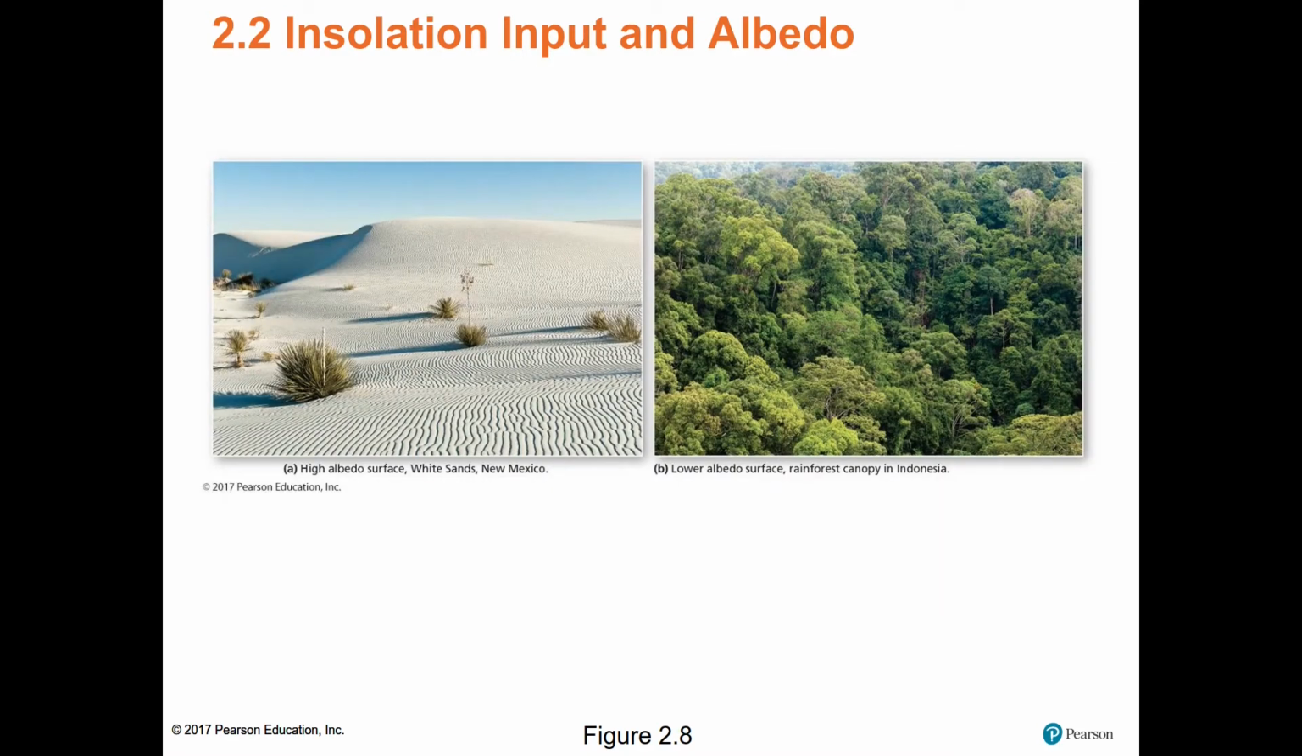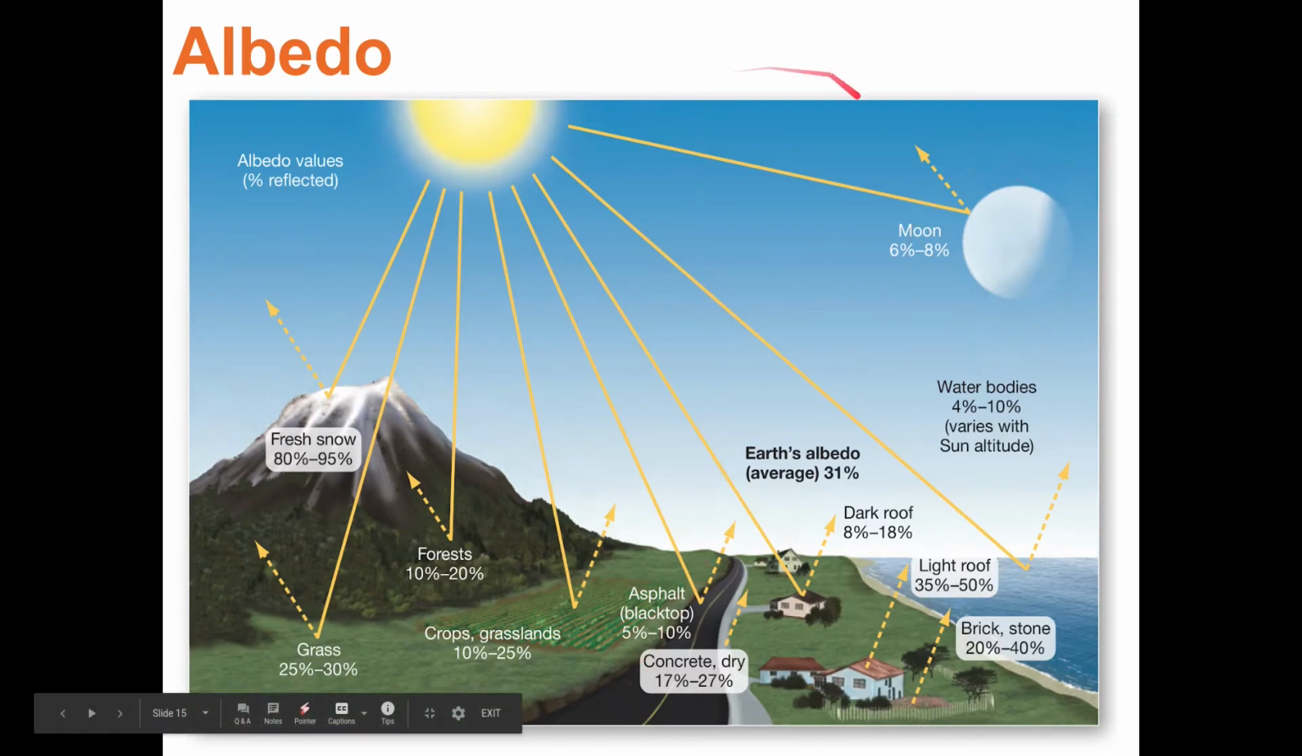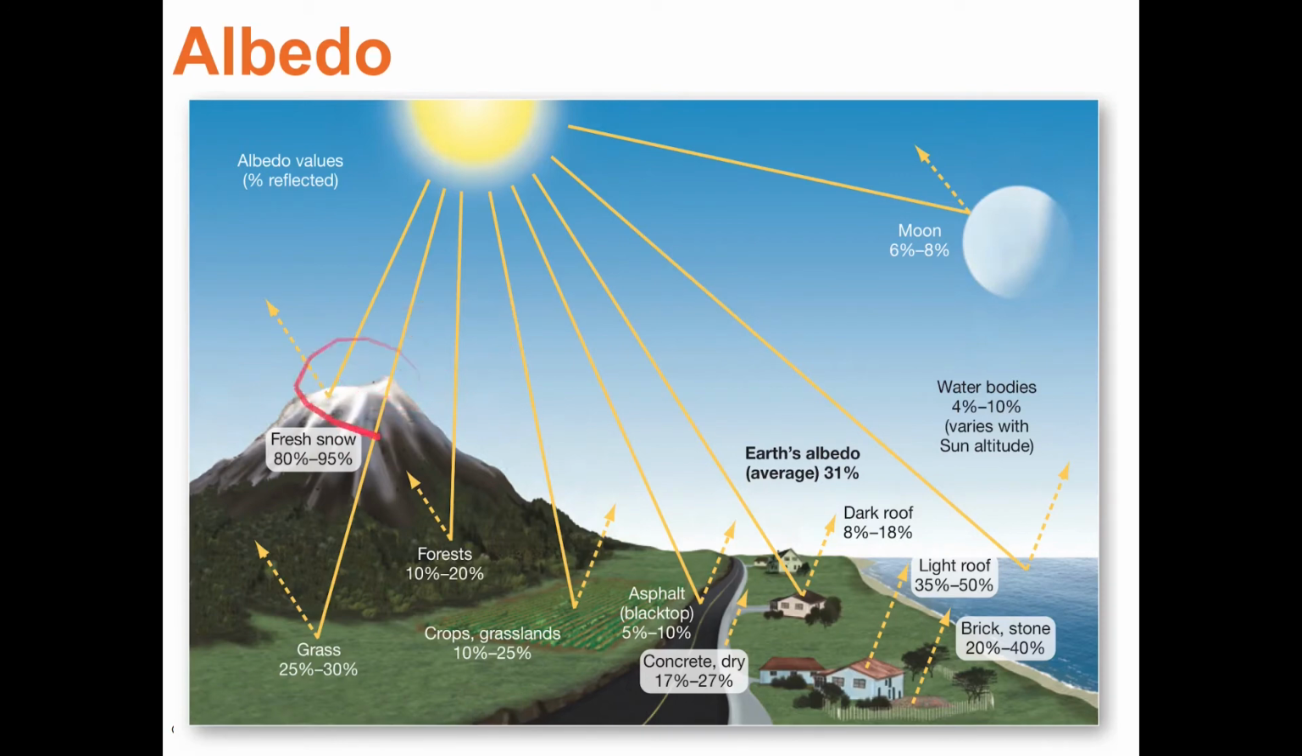Albedo is light reflecting off of surfaces. High albedo, reflecting a lot of light. Low albedo, absorbing heat, or absorbing light rather. Some numbers for albedo. Earth's average is 31%. The moon's average is about 7%. The moon reflects about as much light as asphalt. That's fun. Snow and ice are really good at reflecting light. Fresh snow can reflect 95% of the energy coming in.